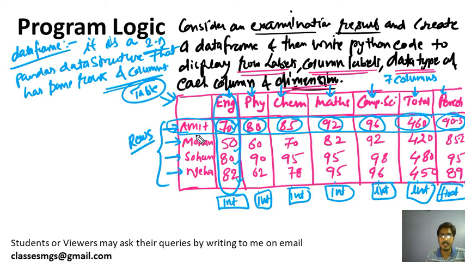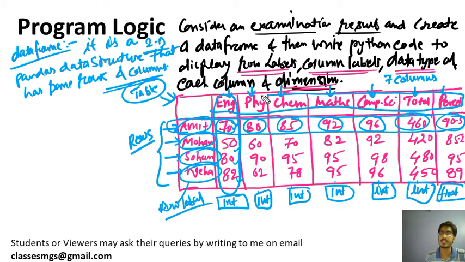This is a row label, so it is not a column, it is not considered one. Amit is a row label, Mohan is a row label, Sohan is a row label, Neha is a row label. I am considering these as row labels. You might add a column for that also, like a name column. If you add it, then it will be created as a column. Here I am not creating it as a column, I am creating it as a label, and the column names are also created as column labels. These are known as column labels.